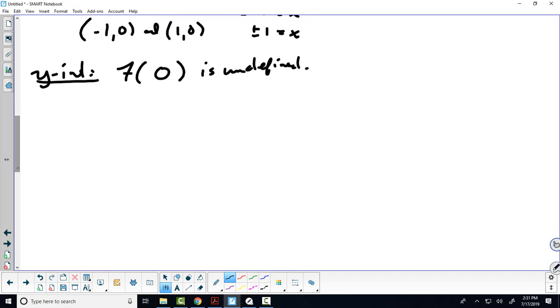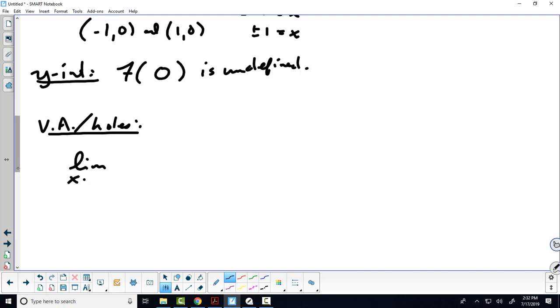Okay, so now we want to look for vertical asymptotes and holes. How do we find vertical asymptotes and holes? Well, we go through and we explore the boundaries of the domain. This function was undefined at x equals 0, so we should explore the limit there.